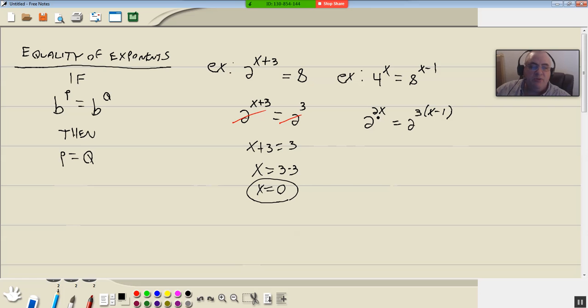Now notice when I put the new exponent up, you multiply times the exponent that's already there. So 2 times x and 3 times x minus 1. Since there's 2 or more terms here, I had to put parentheses around it. The equality of exponents says if you rewrite both of them as 2 to the power, you can cancel the 2's. And set the exponents equal to each other.